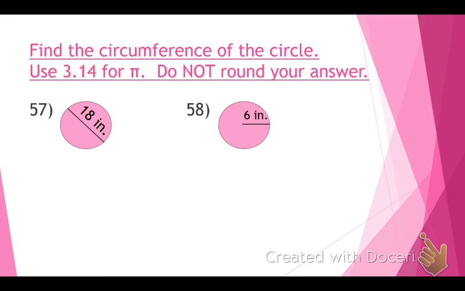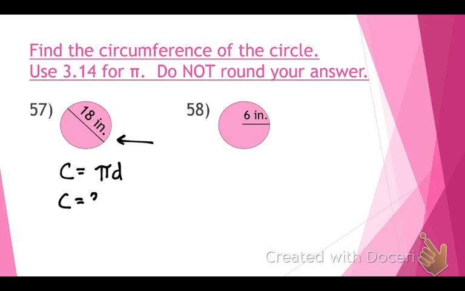Find the circumference of the circle, use 3.14 for pi, and do not round your answer. Who knows what the formula for circumference of a circle is? C equals pi d. Why are we using d? What does d stand for? Diameter. Notice right here, the diameter is the distance all the way across the circle. So that's why we want to have the d there.